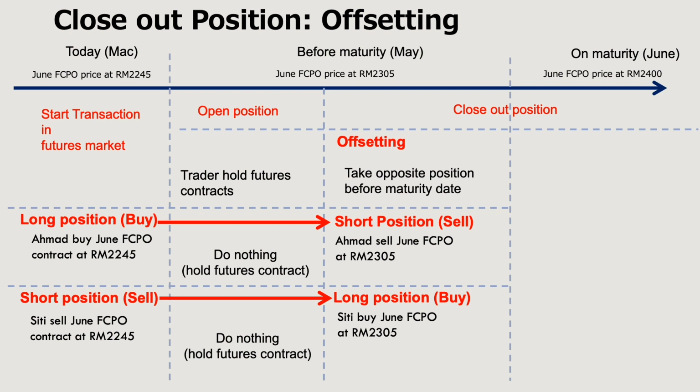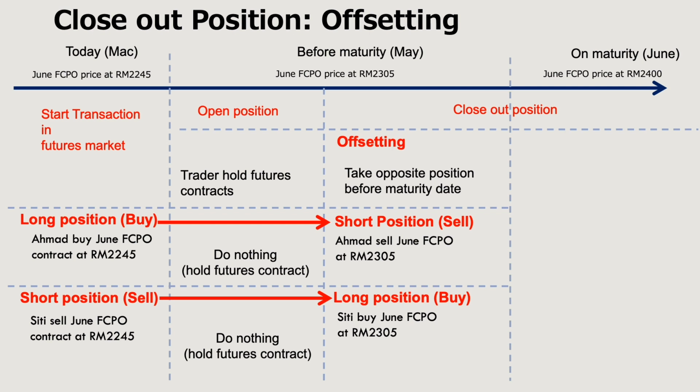For example, in this diagram, you have one futures contract, which is the June FCPO contract. The June FCPO contract is going to expire in June. Okay, so a futures contract expires based on the contract month. If the contract is a June contract, that means the contract is going to expire in June. If the contract is a May contract, then the contract is going to expire in May.